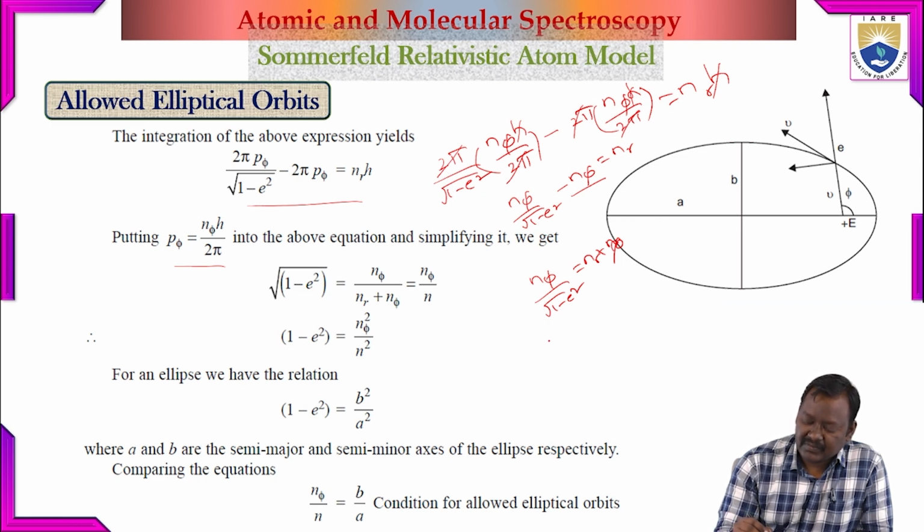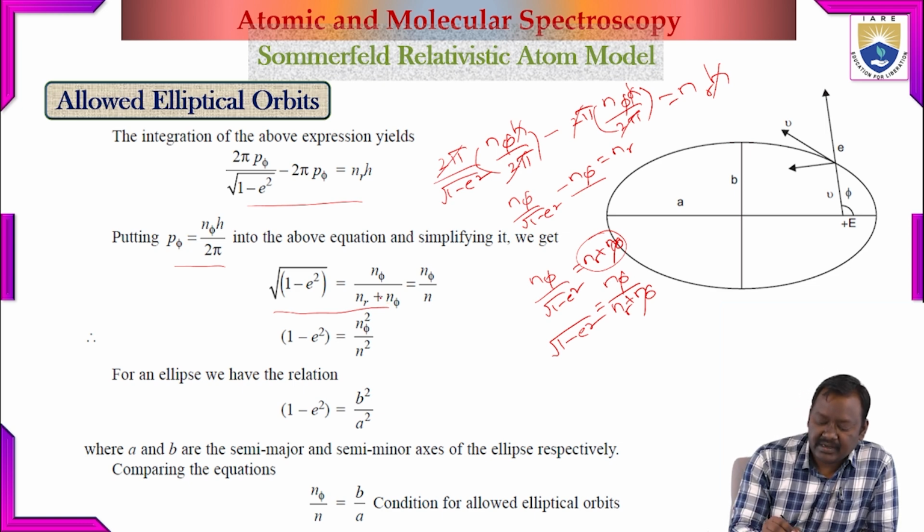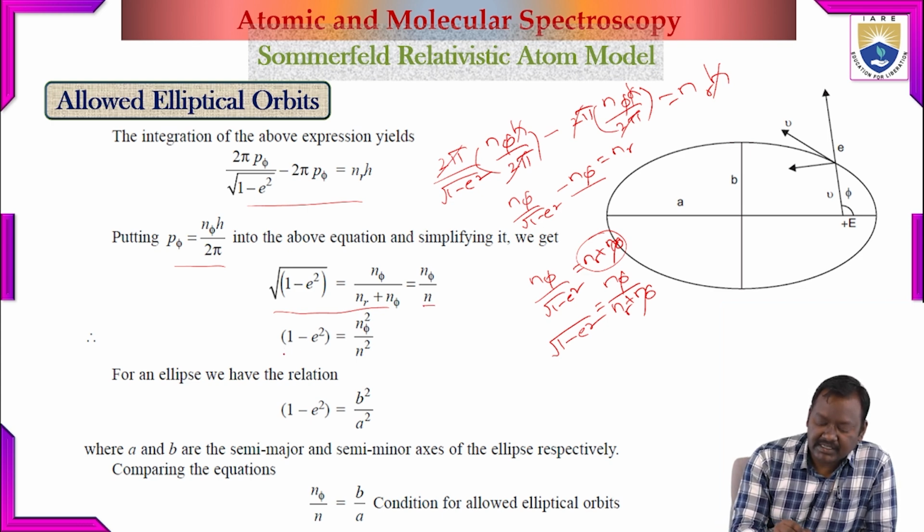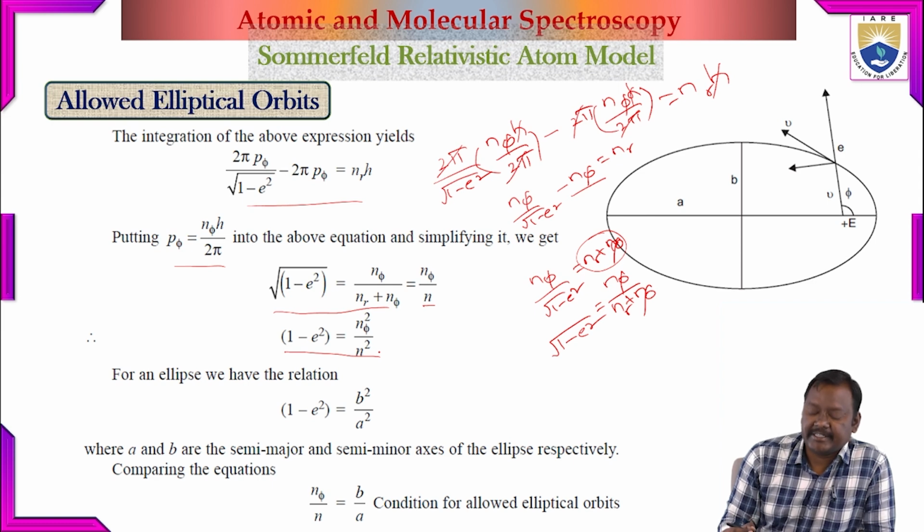And again, you can solve this simple expression: taking √(1 − e²) to the right side and this term to the left side, it becomes n_φ/(n_r + n_φ). And n_r + n_φ means the total principal quantum number n. So on squaring both sides, we are getting this expression: 1 − e² equal to n_φ²/n².